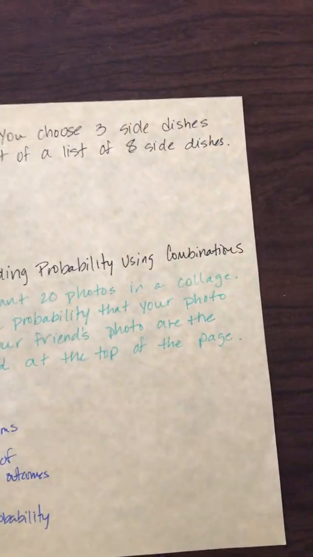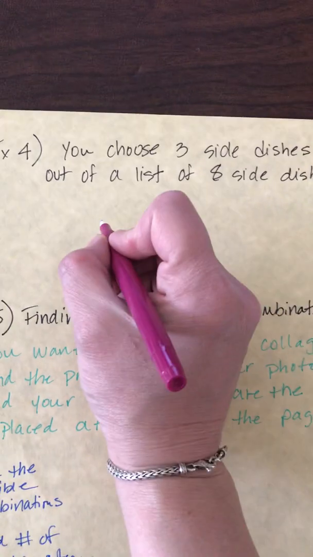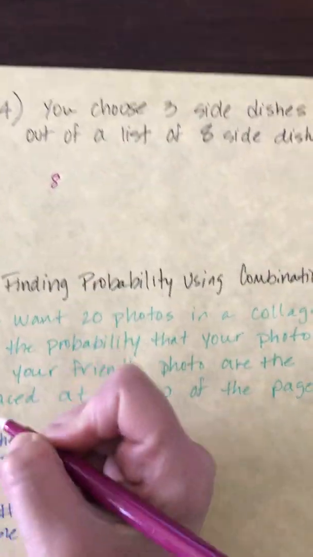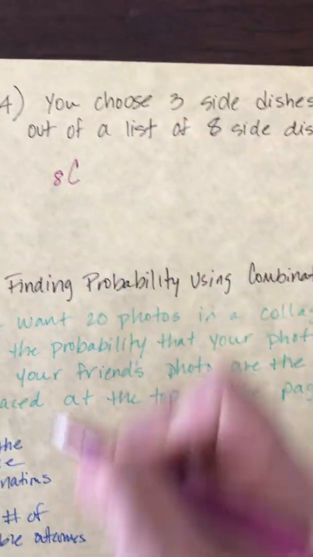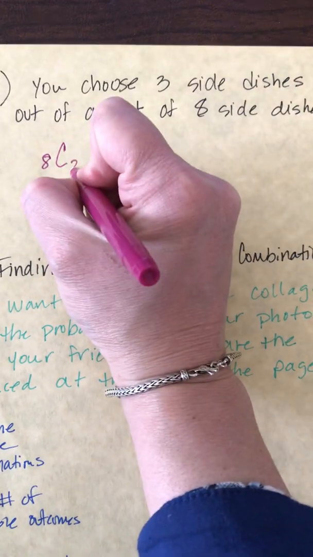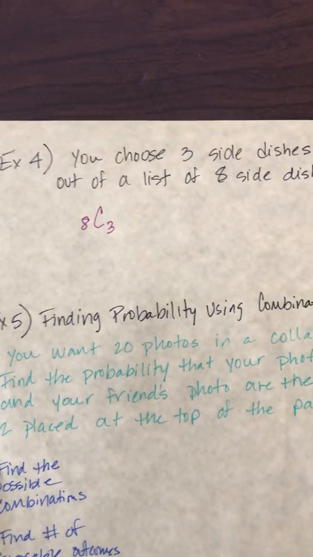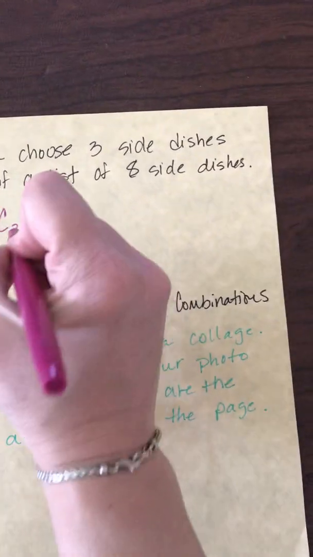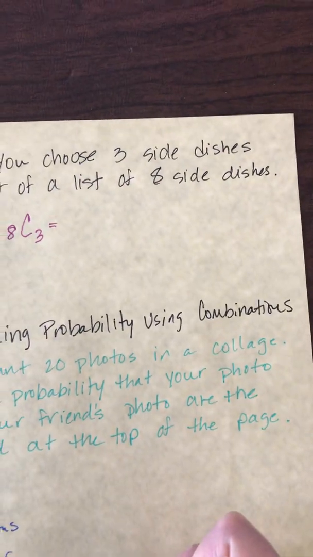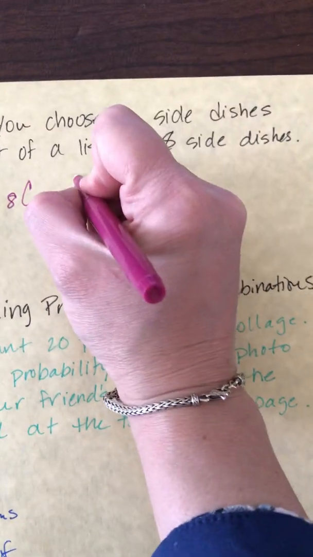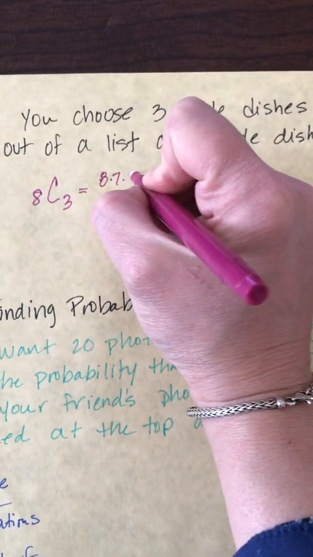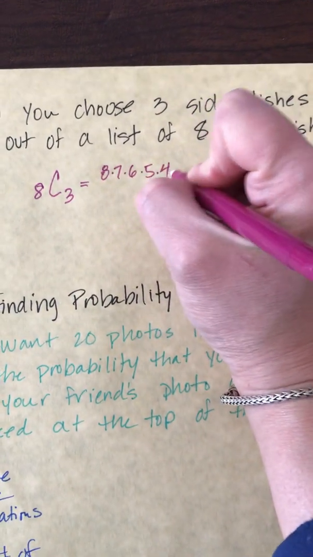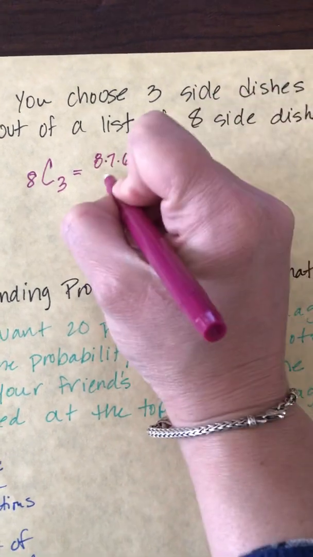So what we're going to do is go ahead and follow our formula. I have 8 total sides to choose from. It's a combination, and I want 3 at a time. So in other words, I want to choose 3 of them. Well, how many different options can I choose from? If you remember, the formula said n factorial. So that's 8 factorial: 8 times 7 times 6 times 5 times 4 times 3 times 2 times 1.